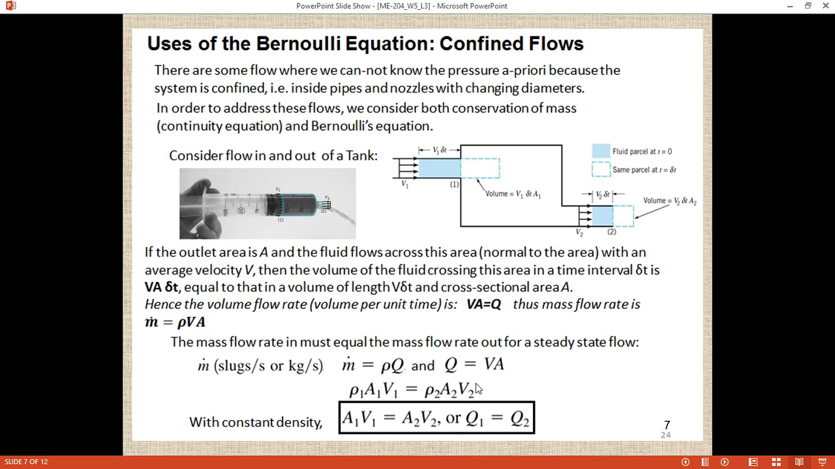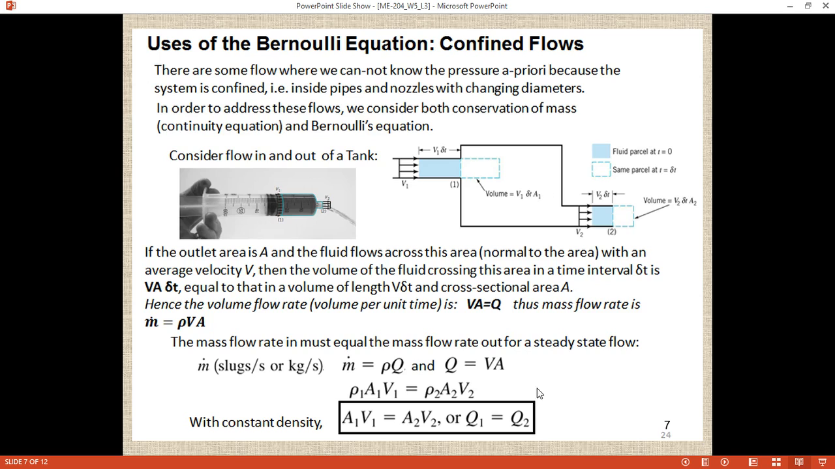This equation is valid for both compressible and incompressible fluid. If the fluid is incompressible, this equation reduces to A1 v1 equals A2 v2, then the volume flow rate will be equal. If the fluid is incompressible, then the mass flow rate will be equal.